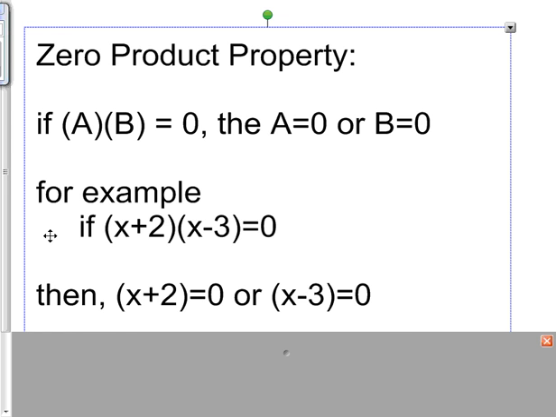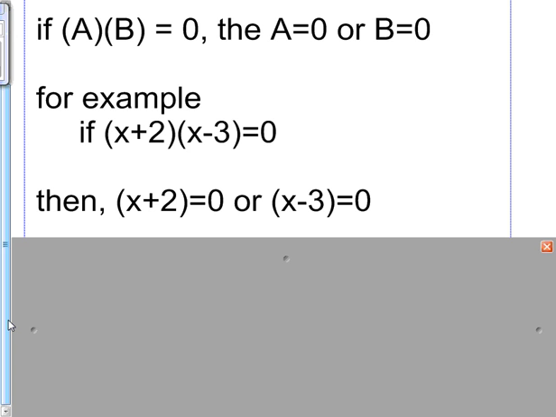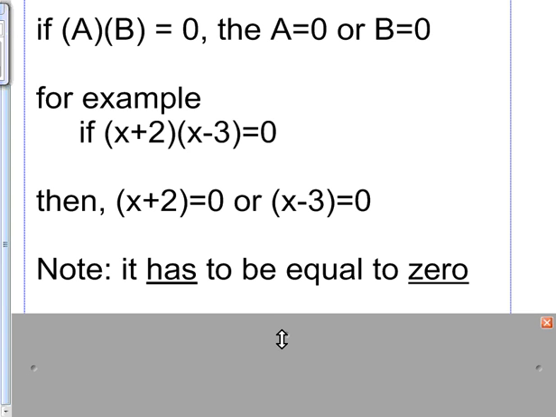Okay, so we have this, and it has to be equal to 0. It has to be equal to 0. That's the zero product property at work. It has to be equal to 0.